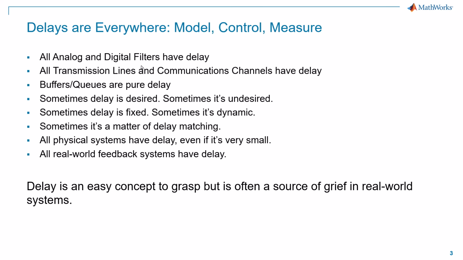Sometimes it's a matter of delay matching. So you've got two signals, they're offset in time, so you need to add a delay to one signal to align it with another, and maybe that delay is going to have to be varied because the delay between the two signals is also variable. All physical systems really have delay, even if it's very small, and all real world feedback systems by definition have delay, else that feedback system is not going to work in the first place.